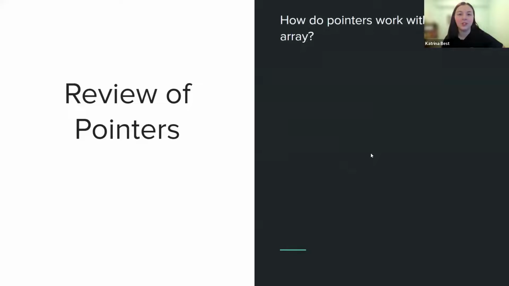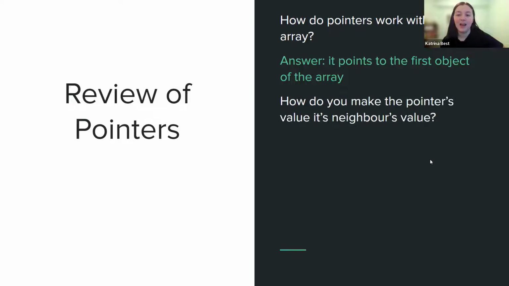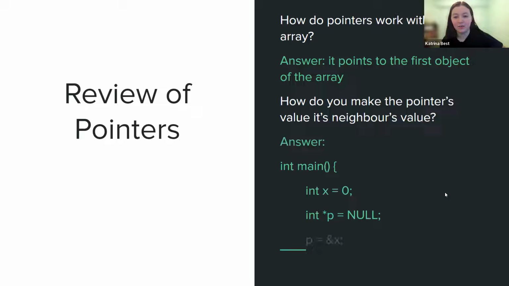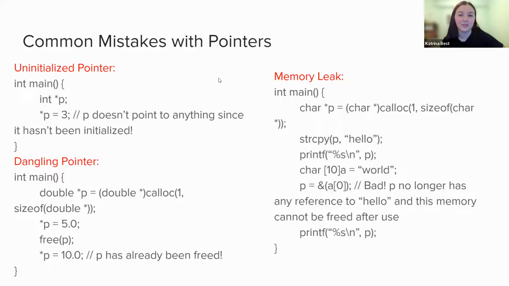Okay, a little bit more review. How do pointers work with an array? Points to the first value in the array. Yeah, awesome. Okay. How do you make the pointer's value its neighbor's value? Yeah, add one. Just add 1. So I actually typed it out, but yeah. Awesome. Okay, you guys have got this.